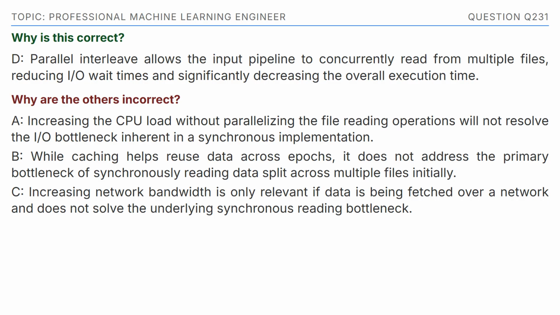Why are the others incorrect? A. Increasing the CPU load without parallelizing the file reading operations will not resolve the I/O bottleneck inherent in a synchronous implementation. B. While caching helps reuse data across epochs, it does not address the primary bottleneck of synchronously reading data split across multiple files initially. C. Increasing network bandwidth is only relevant if data is being fetched over a network and does not solve the underlying synchronous reading bottleneck.